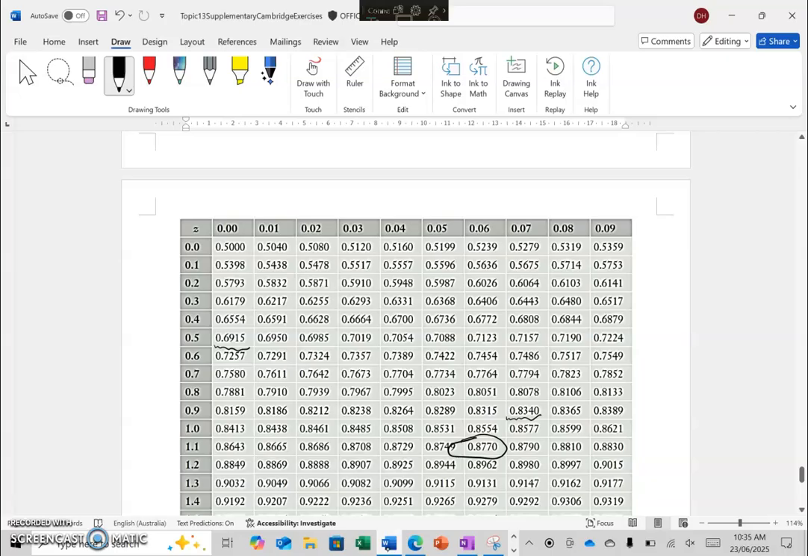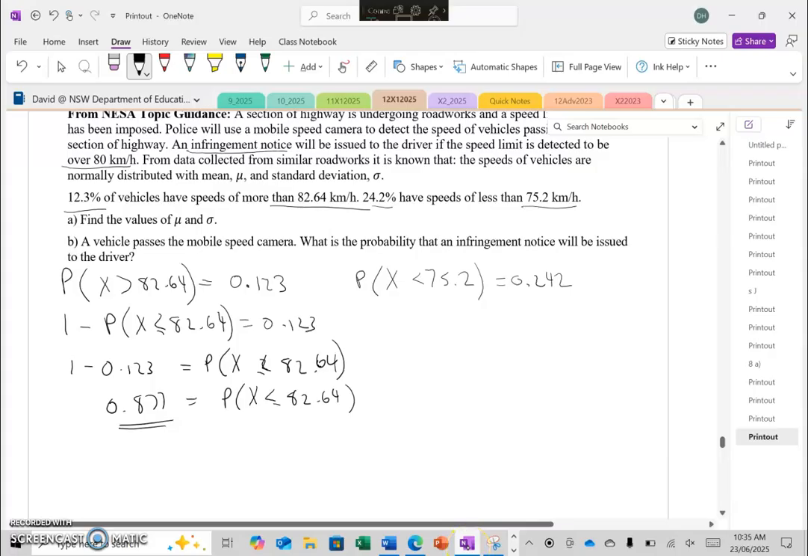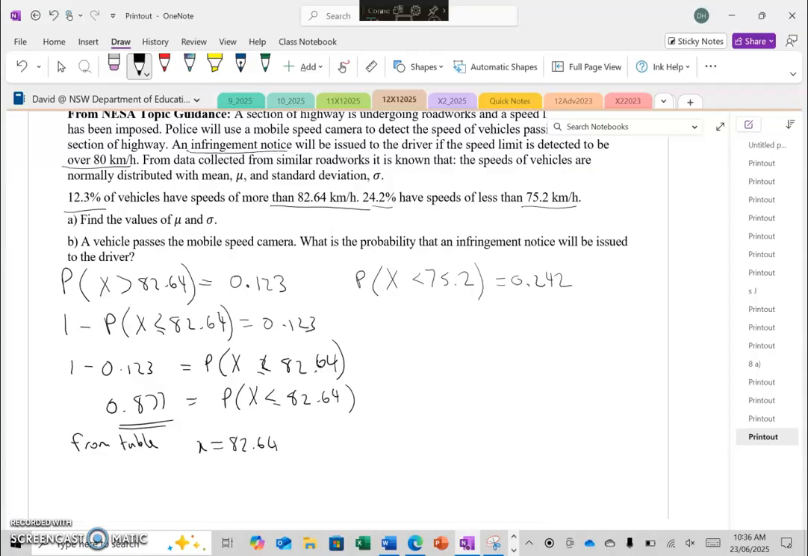If you have a look at 0.8770, I've circled it there. Okay, and it's at 1.16. So that means that from the table, a score of 82.64 represents a Z score of 1.16.